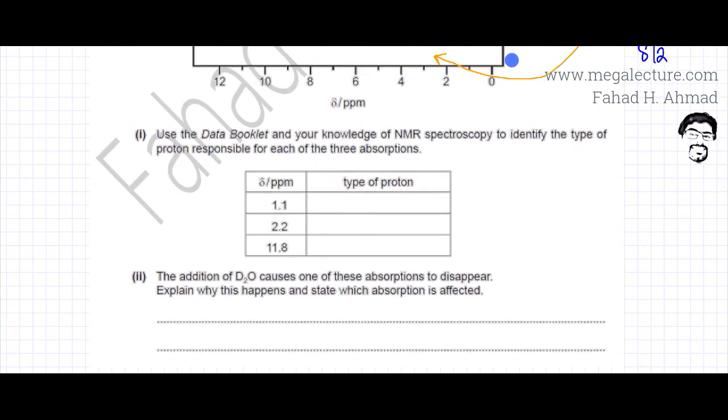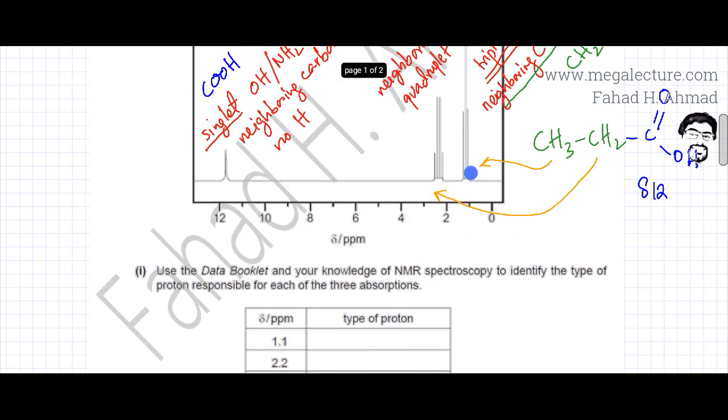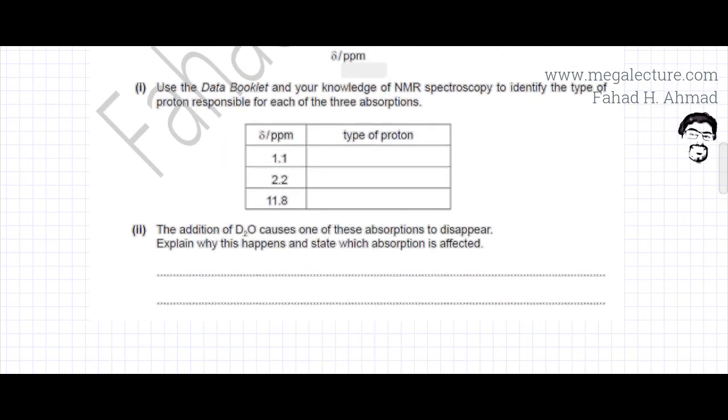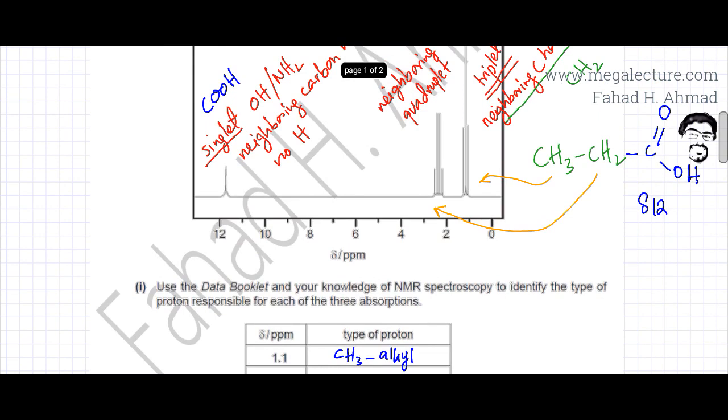First thing, that is the chemical shift at 1.1. So at 1.1, it's this CH3 peak in the alkyl chain. What I'm going to do is answer this question by underlining this CH3 next to alkyl. Then this 2.2 is this quadruplet peak over here because of CH2. You can also confirm this. It's resonating at 2.2. CH2 next to C=O.